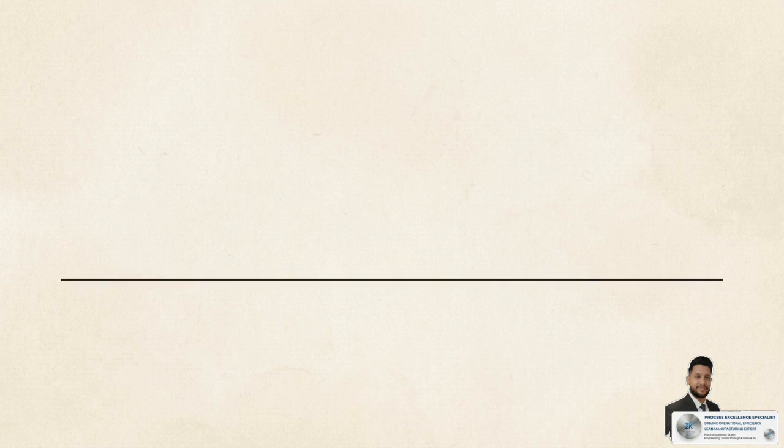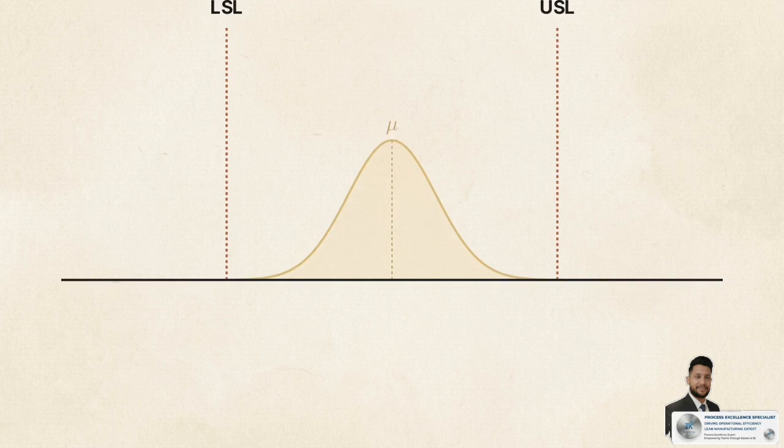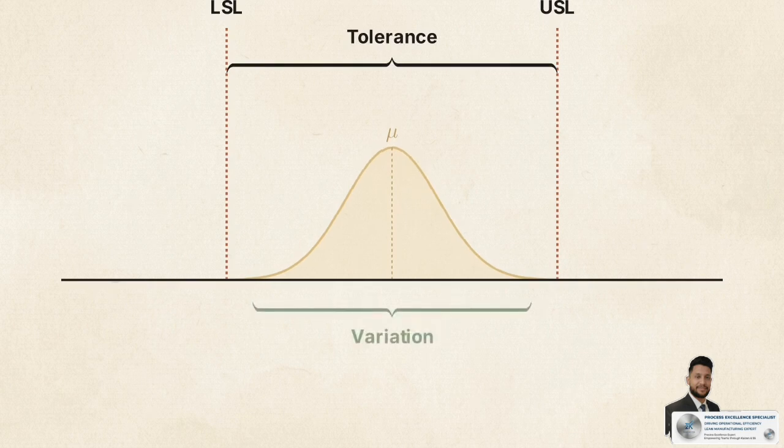This graph illustrates the baseline visual grammar of statistical process control. The rigid boundaries imposed by the customer's design are plotted as the lower specification limit on the left and the upper specification limit on the right. The physical output of the machine forms a normal distribution, or bell curve, between them. There are two spatial relationships at play here. The static, allowable gap between the LSL and USL is the tolerance. The fluctuating width of the bell curve itself represents the actual variation of the physical process.